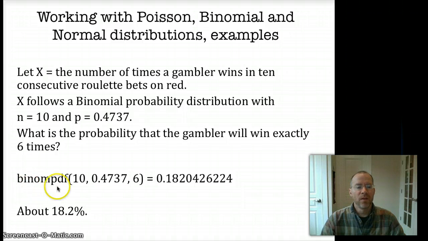Same menu on the calculator, binomial probability distribution. The syntax here is N, P, K. So N, the number of trials, P, the probability of success on one trial, and K, what's the specific value of the random variable I want to know about? What's the probability that I'm going to get 6? Calculator says 18.2%. I've got to do a second part to this, so I'll see you in a minute.